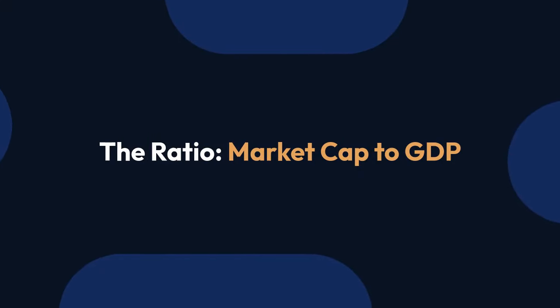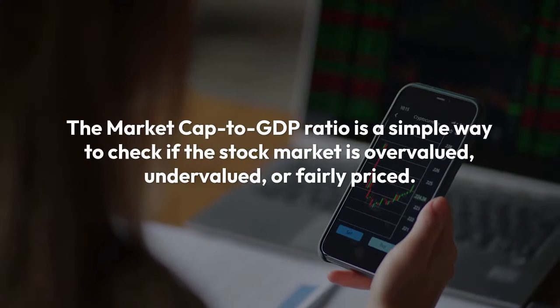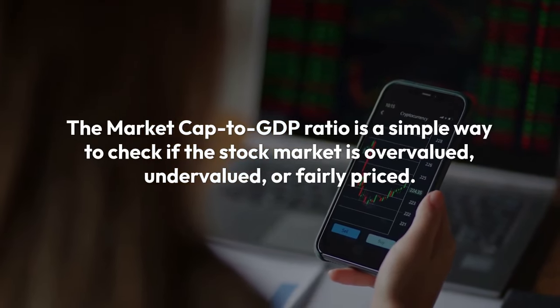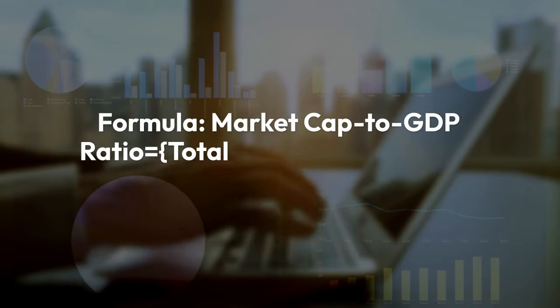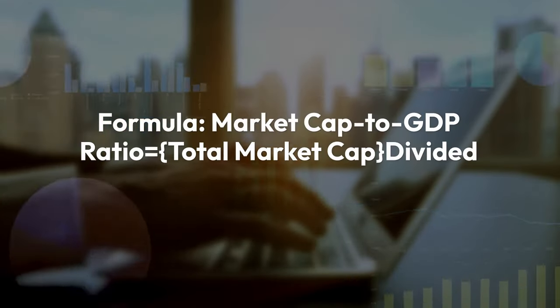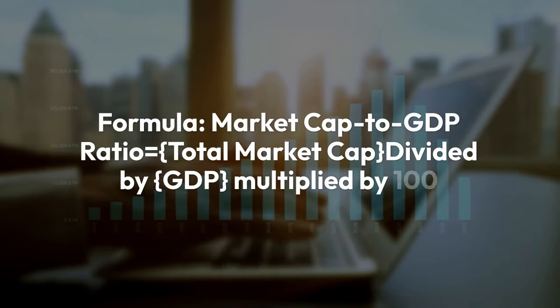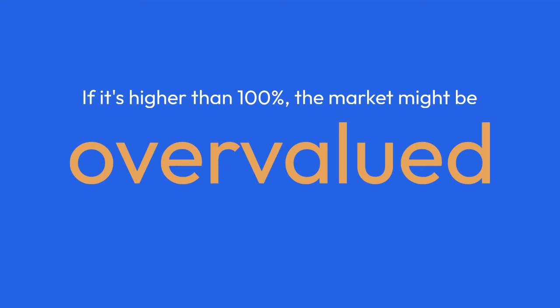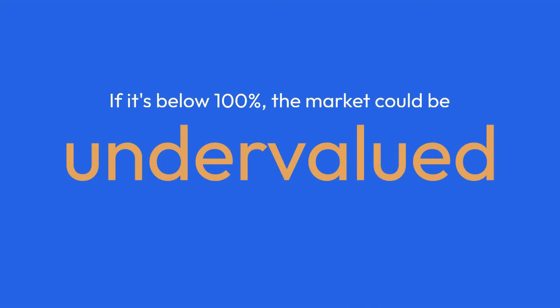The ratio. Market cap to GDP. The market cap to GDP ratio is a simple way to check if the stock market is overvalued, undervalued, or fairly priced. Formula: market cap to GDP ratio equals total market cap divided by GDP, multiplied by 100. If this ratio is close to 100%, the market is fairly valued. If it's higher than 100%, the market might be overvalued. If it's below 100%, the market could be undervalued.